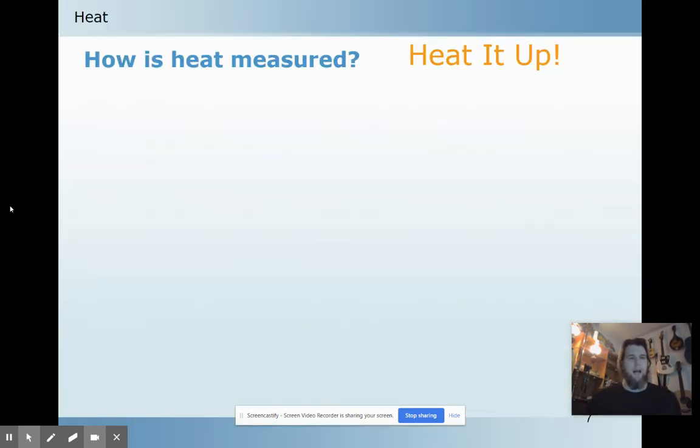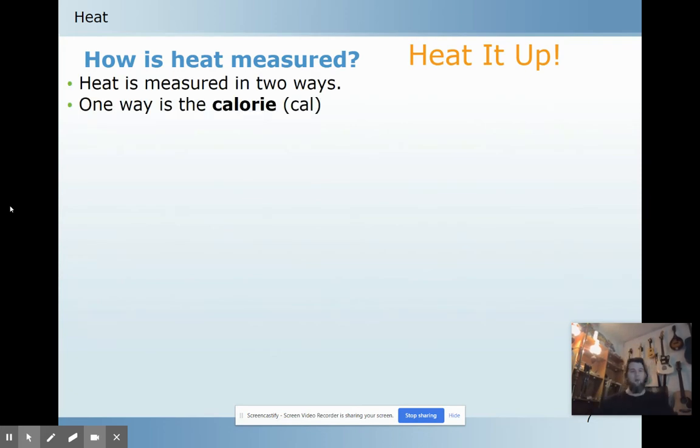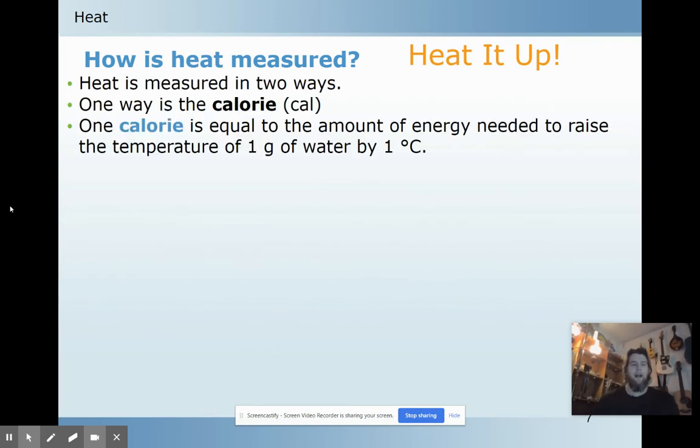There you go. So how is heat measured? It's measured in two ways. And one way is the calorie. So 1 calorie, the technical definition, because we could say something is 3 grams, and it kind of gives you an idea of the weight of an object. Or you could say it's 100 degrees, and you kind of have a relative idea of what it means. But with calorie, that's kind of weird.